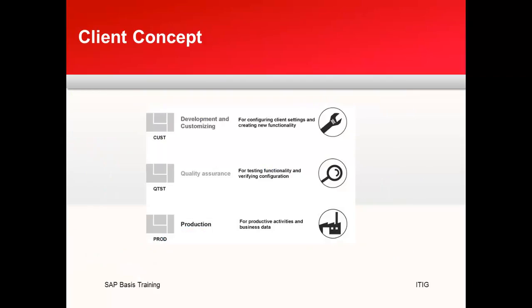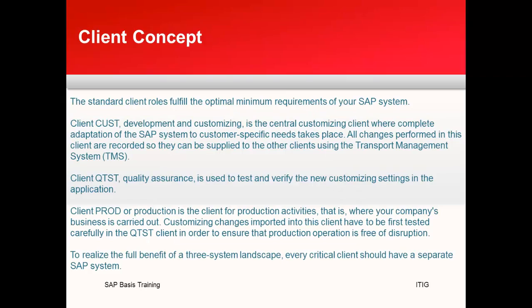So here in this slide you can see there is a development and customizing client, a quality assurance client, and a production client. Okay, so the standard client roles fulfill the optimal minimum requirements of your system. See, that is the customizing client where the development takes place, the central customizing client where complete adaptation of the SAP system to customer specific needs takes place.